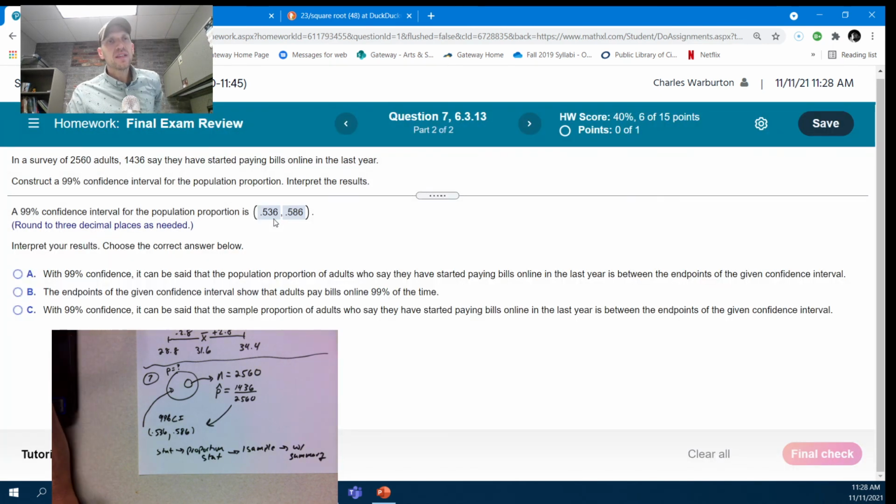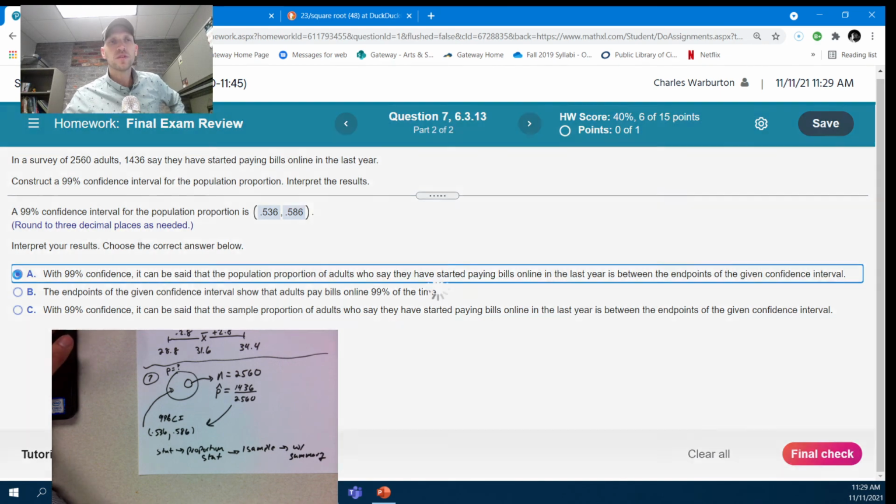Now remember, this is a confidence interval. With 99% confidence, it can be said that the population proportion who started paying their bills online is between the endpoints. And remember, the confidence interval is for the population. It's not about the sample. We know everything there is to know about the sample. This is a confidence interval about the population proportion. All right, so we're good there.